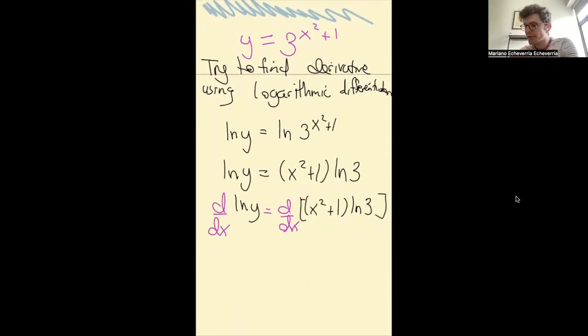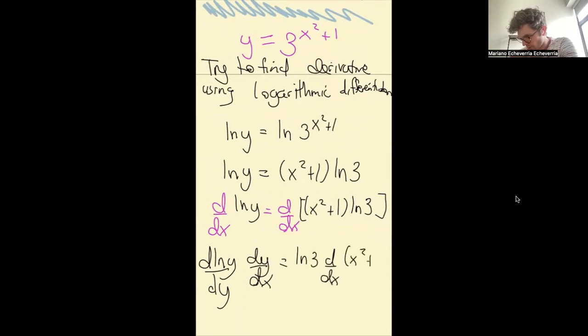We cannot take the derivative on the left-hand side directly. We have to use the chain rule. And for this one, the ln of 3, that's just a number, it's a constant, so you can take it outside the derivative. So far so good. Any questions up to this point?